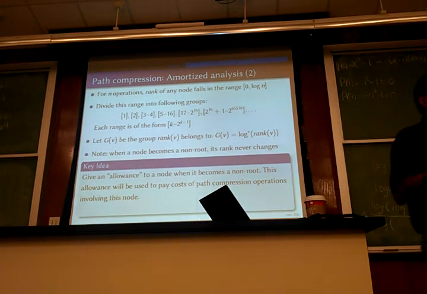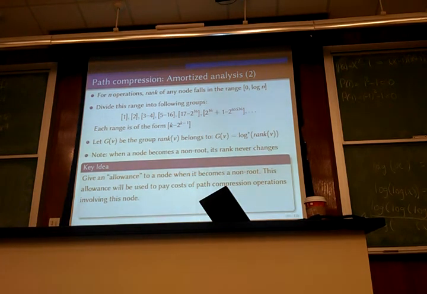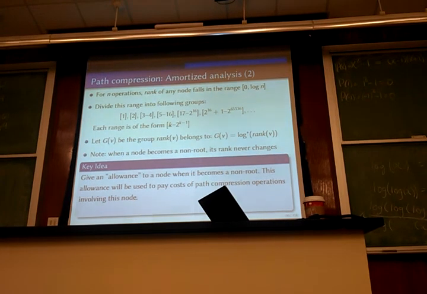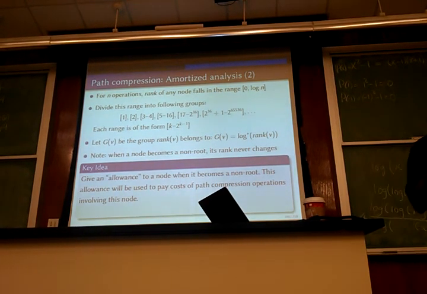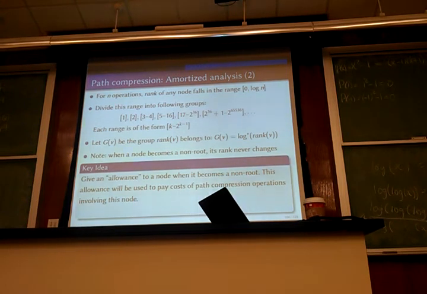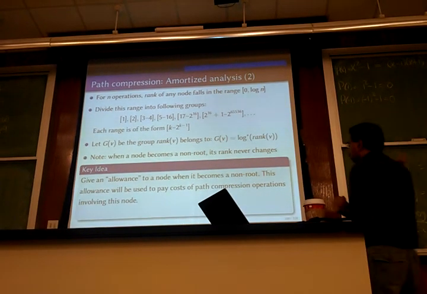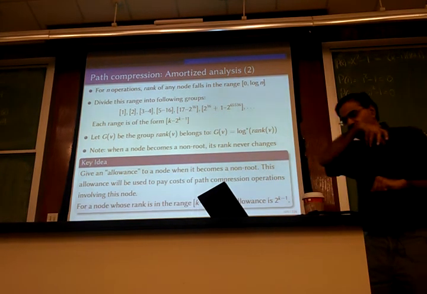So the way we're going to do this is we're going to use all the tricks we have talked about for doing amortized analysis. We're going to give an allowance to the node when it becomes a non-root. Because this happens only once, I'm going to give it an allowance only once, and that allowance will be spent to do the finds. That's how we are going to do this analysis.